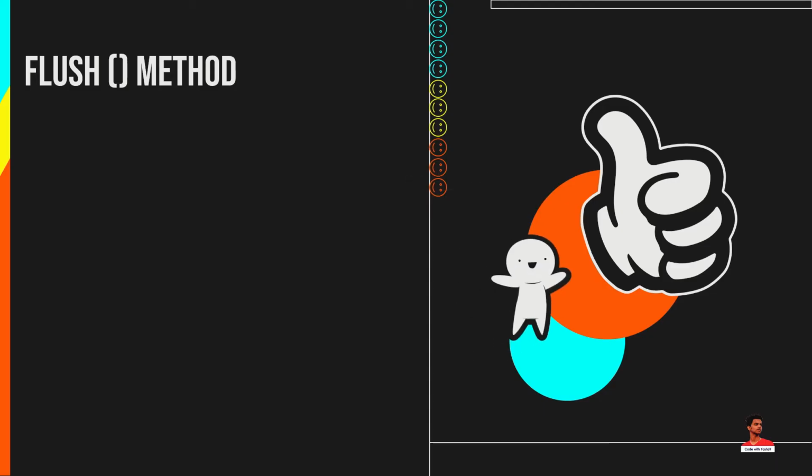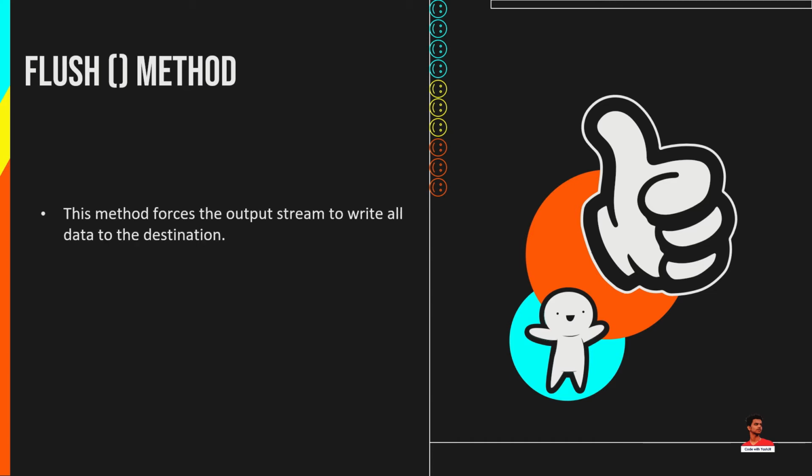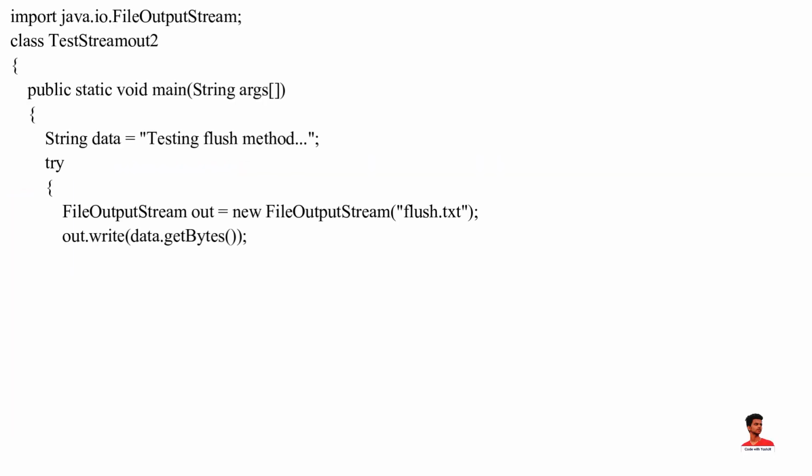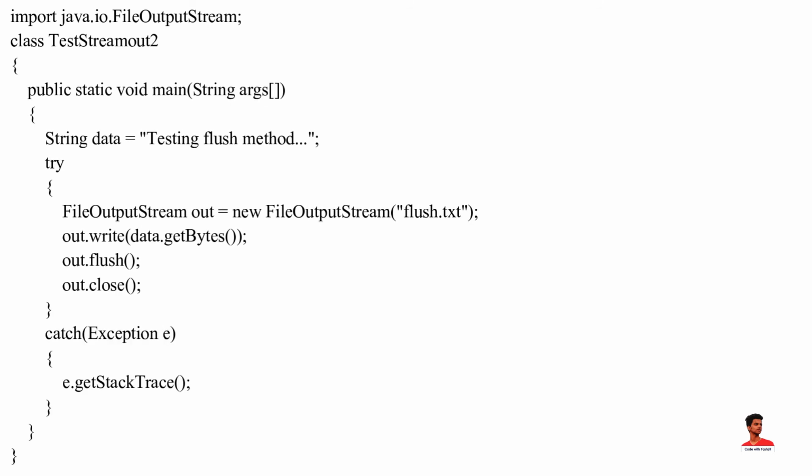To clear the output stream, we can use the flush method. This method forces the output stream to write all data to the destination. When we run the program, the file flush.txt is filled with the text represented by the string data.